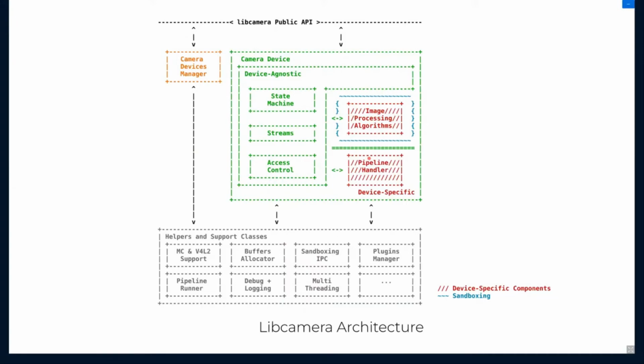So it has been designed in such a way, and you have some helpers and support graph, buffer allocators, pipeline runners, and debugging and logging, which, if you plan to develop these, will become obvious if you read the documentation.